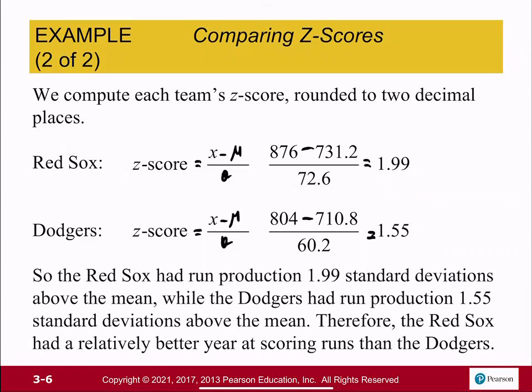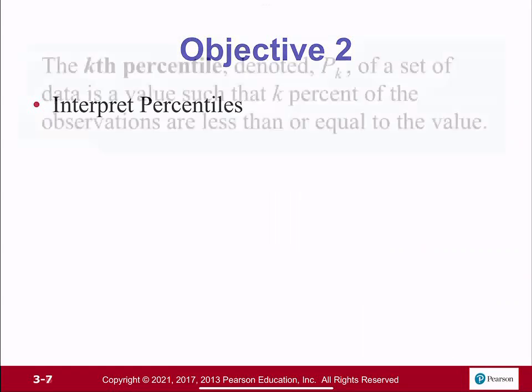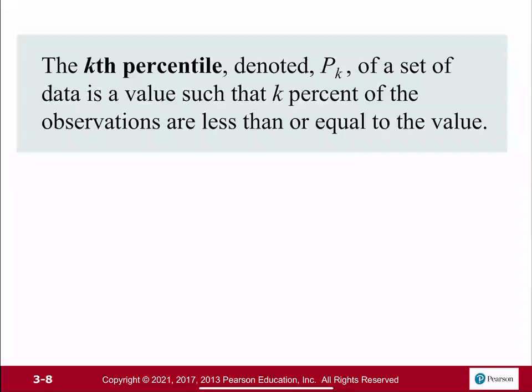All right, so the Red Sox had a run production of 1.99 standard deviations above the mean, while the Dodgers had a run production of 1.55 standard deviations above the mean. Therefore, the Red Sox had a relatively better year at scoring runs than the Dodgers. And now that we have that down, we're going to talk about interpreting percentiles. So the kth percentile, denoted P sub k, of a set of data is a value such that k% of the observations are less than or equal to that value.